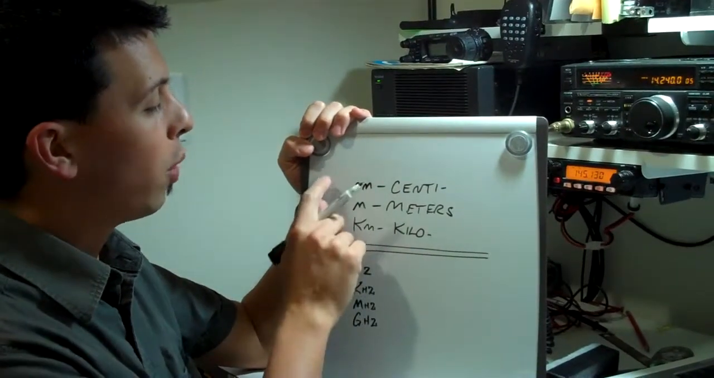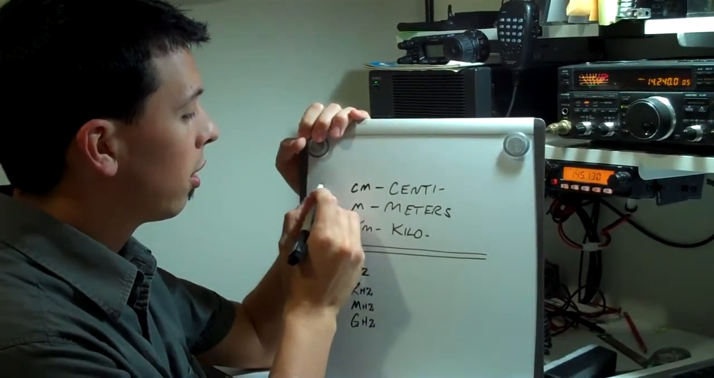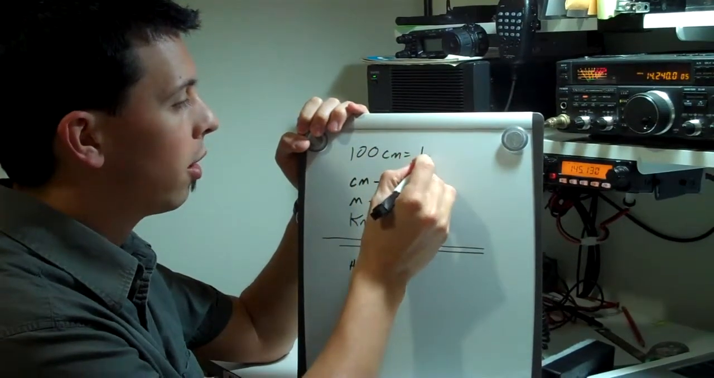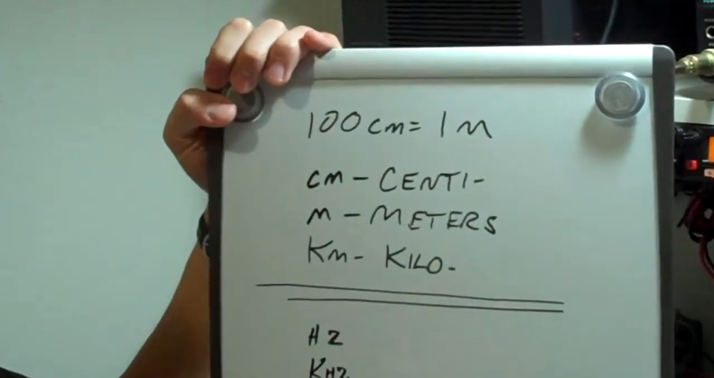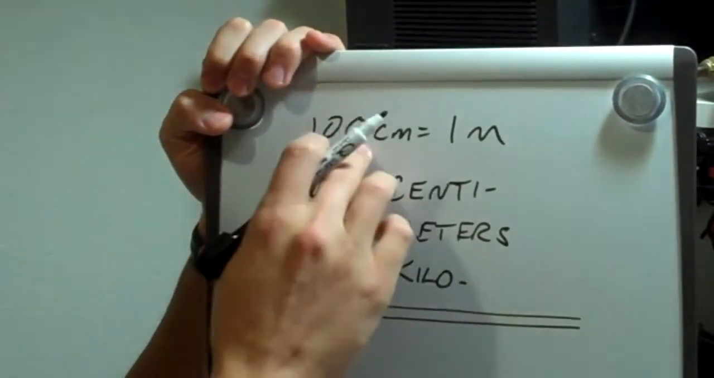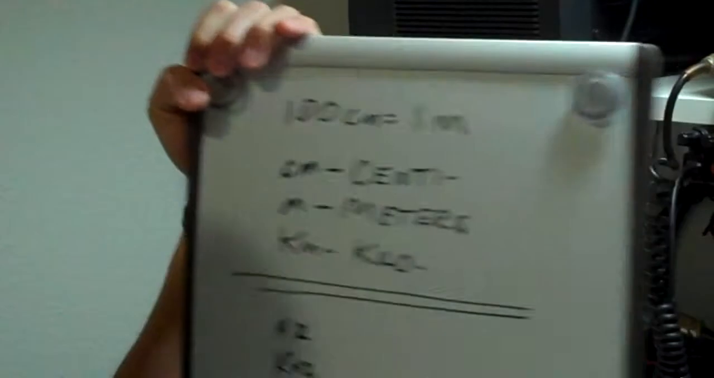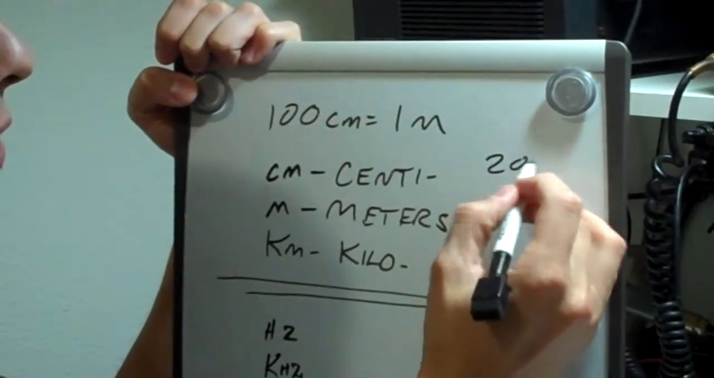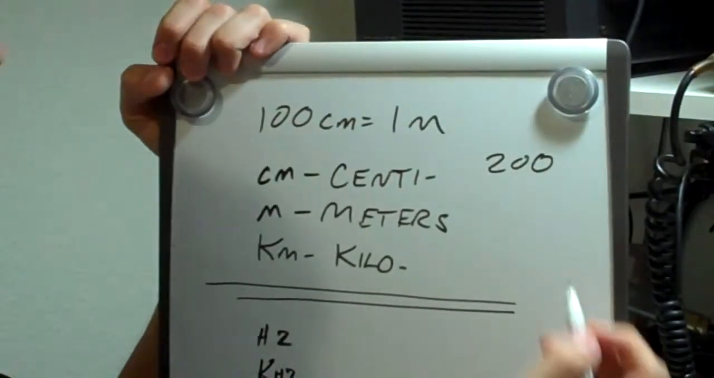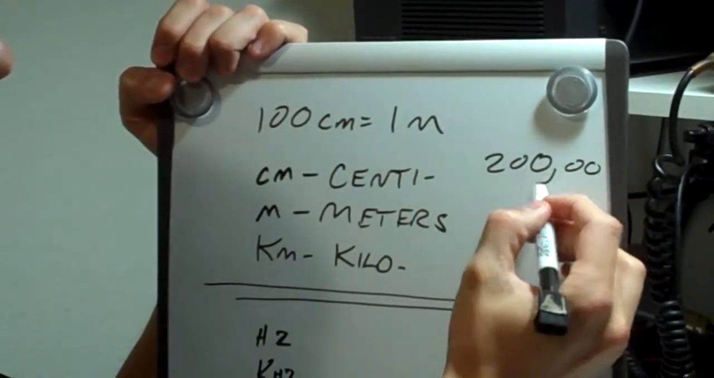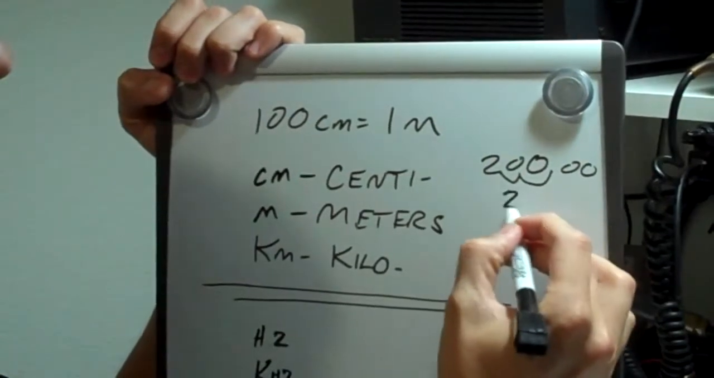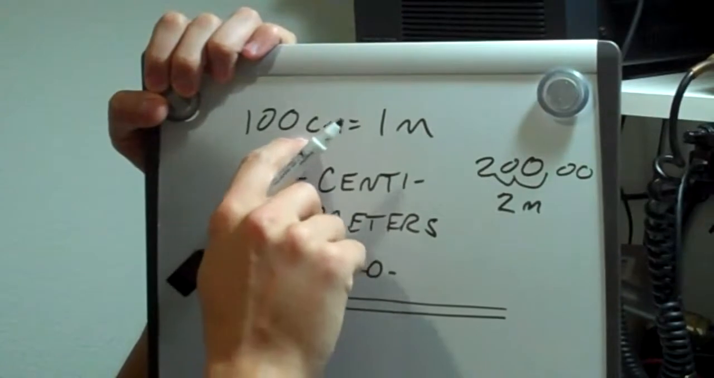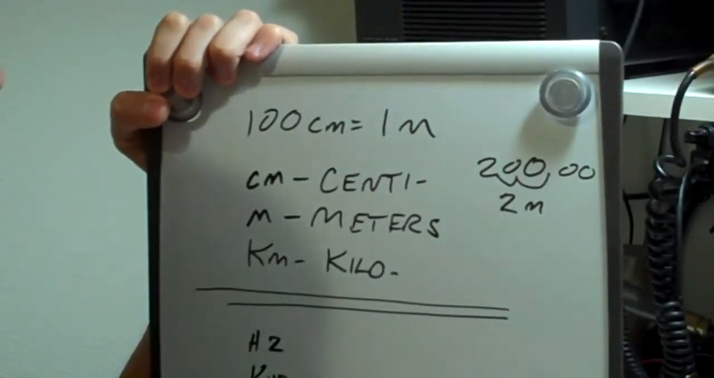All right, so what do we know? We know that 100 centimeters equals 1 meter. And that's really all you need to know. Well, that is how many zeros. If you have 200 centimeters, how do you find out how many meters? Well, just move the decimal place 2 places. 2 meters is the same as 200 centimeters. So because it's 100, you always just move the decimal place 2 places.